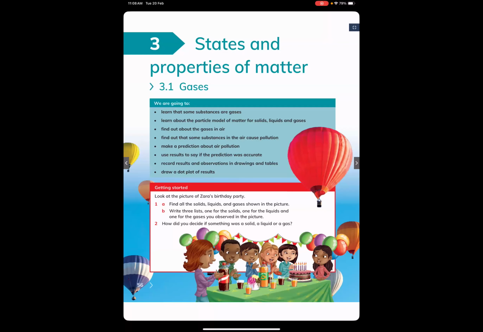Hello everyone. So in today's video, we'll be studying about states and properties of matter. Let me quickly take you through the pages of the Cambridge Science textbook, followed by my explanations.